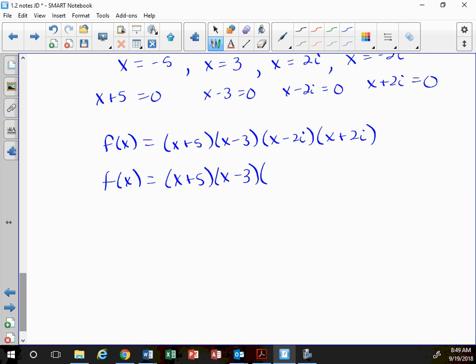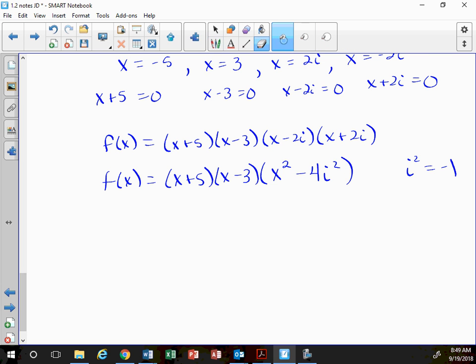So when I multiply this, I get x squared, and then plus 2xi minus 2xi. So what happens to those? They're gone. And then minus 4i squared. Yeah. Good. i squared is -1. You guys remember. So I'm going to just change that to +4.